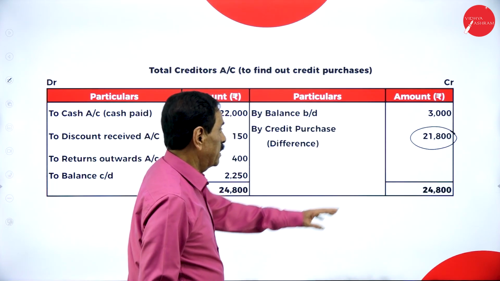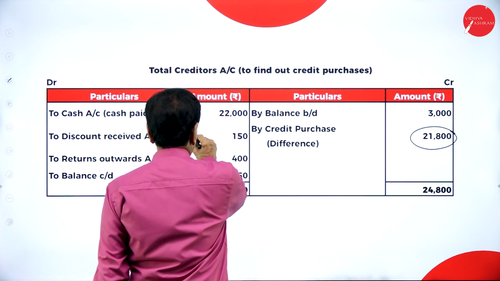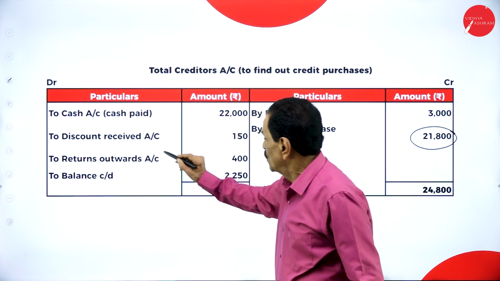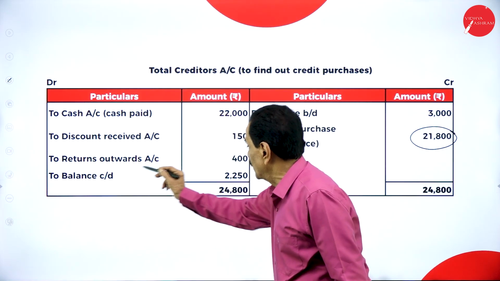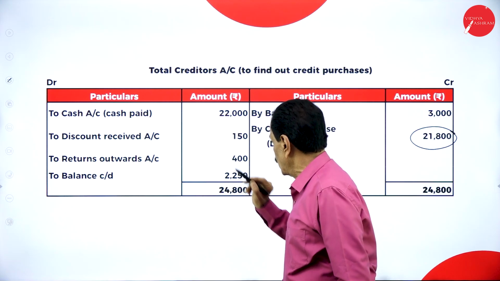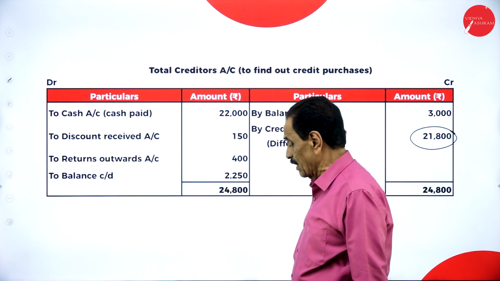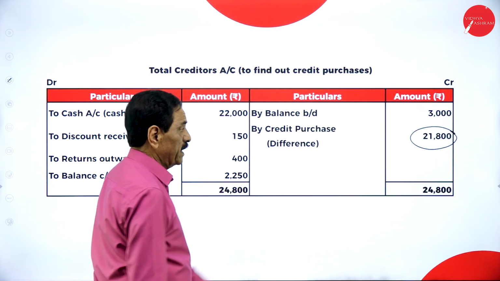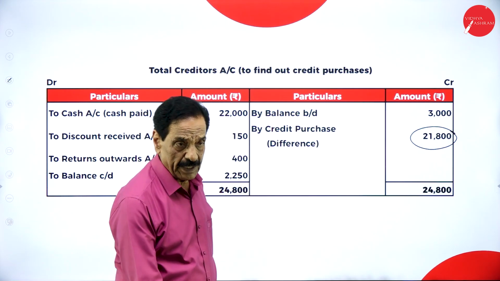Then we move on to the creditor account. By balance brought down 3,000. To cash paid 22,000. To discount received 150. Return outward is 400. Closing creditor is 2,250. The difference is nothing but credit purchases.